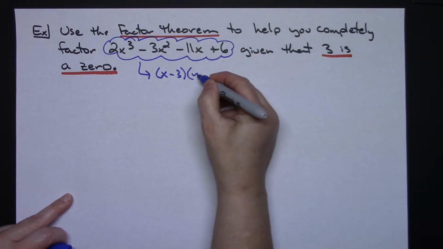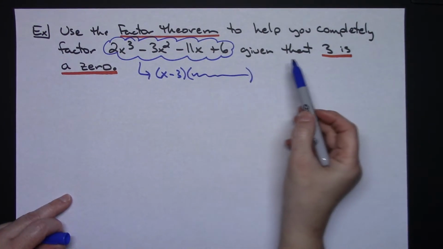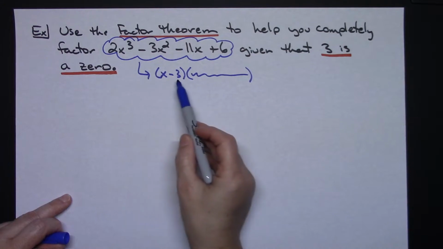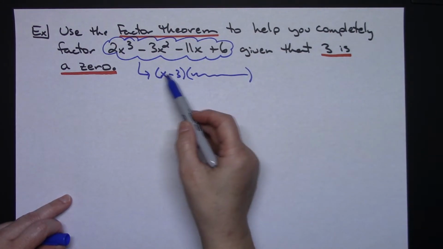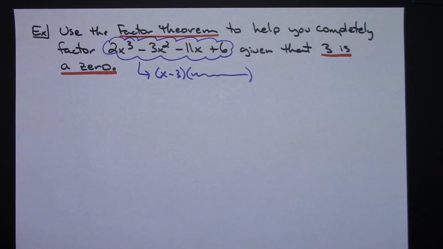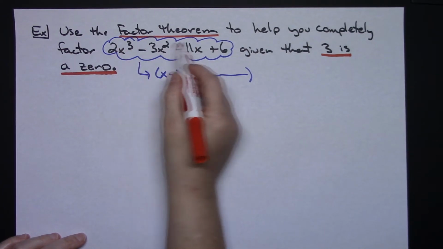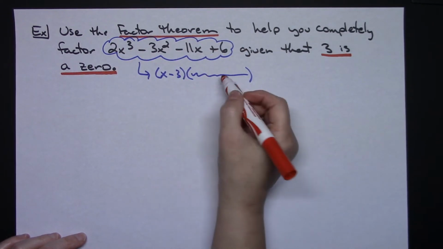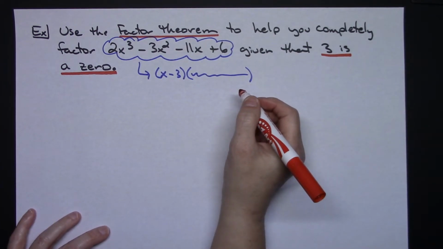Alright, and then times something else, another part of it. But the fact that 3 is a 0 tells me that x minus 3, again, that opposite sign, is going to be a factor of that. So if I know that, instead of trying to do a long division on this, x minus 3 into that to see what is left over, I would probably go into a synthetic division because it's going to be a little bit quicker.